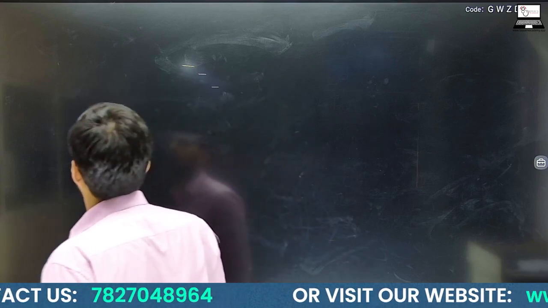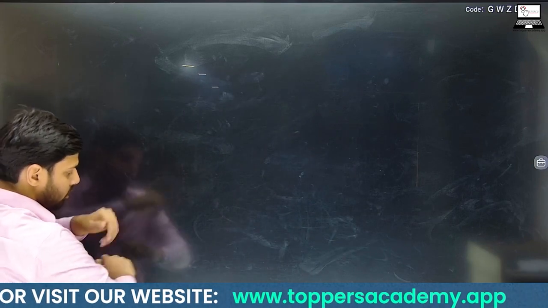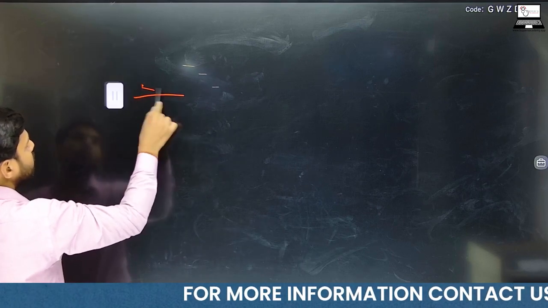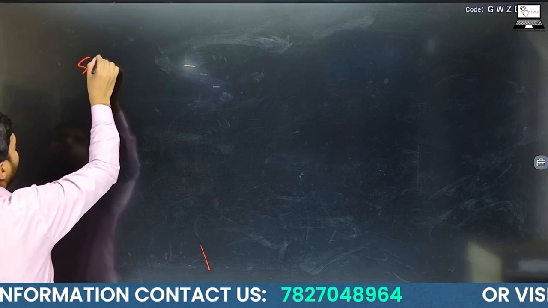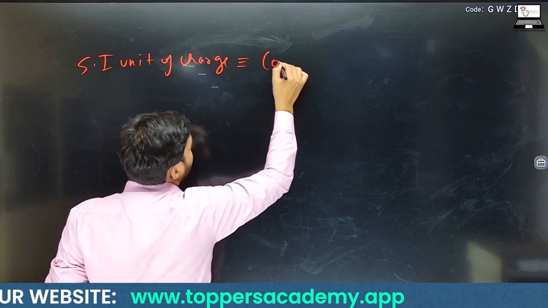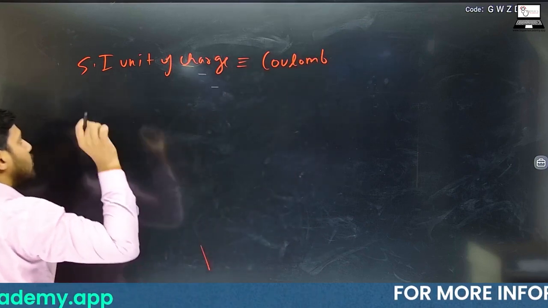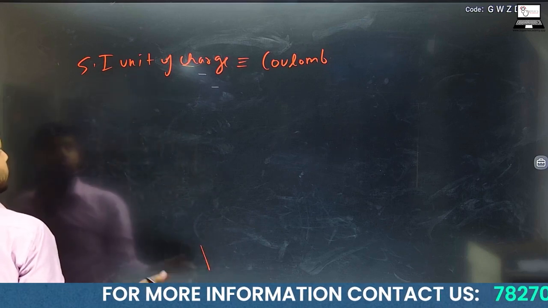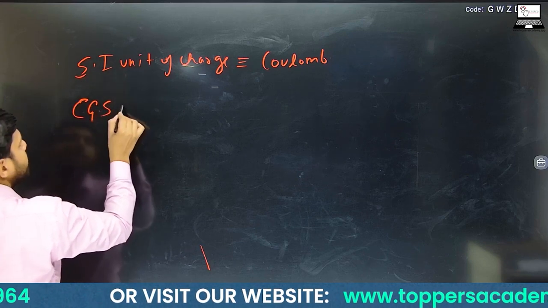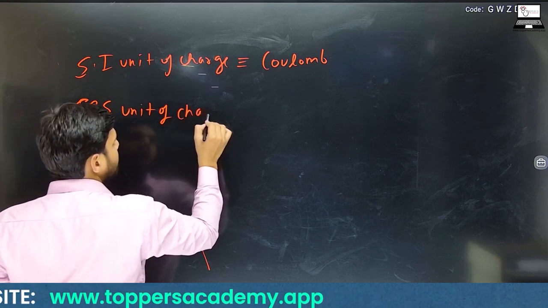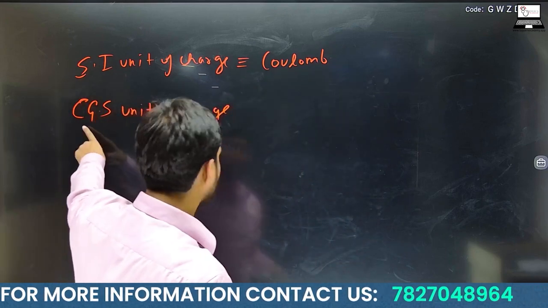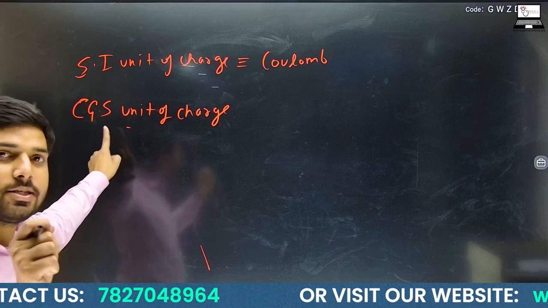Okay. Now, what is next? One more thing. As you all know, the SI unit of charge is coulomb. All right, but what is the CGS unit of charge? If you don't know, just listen. CGS is centimeter gram second.